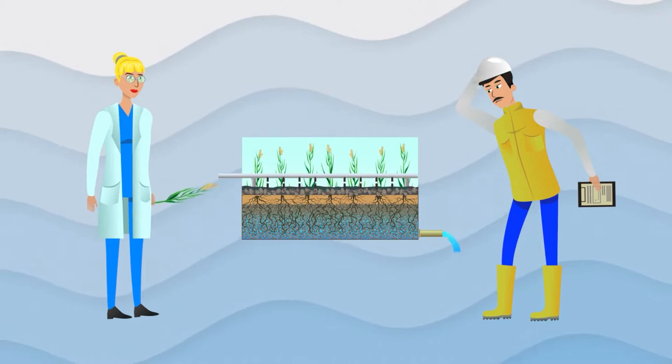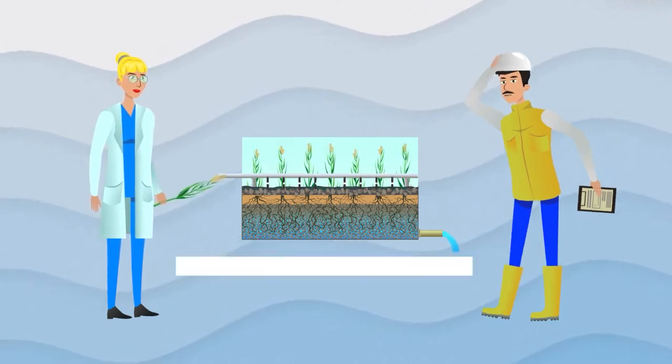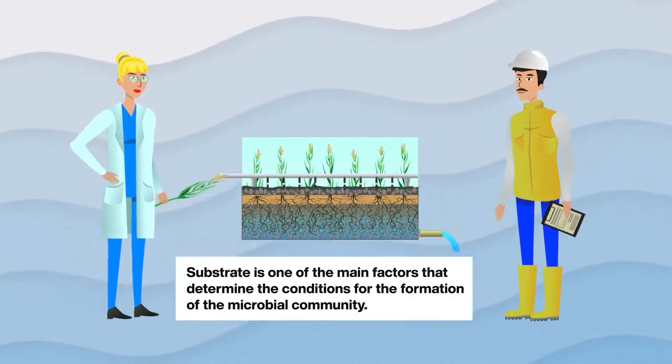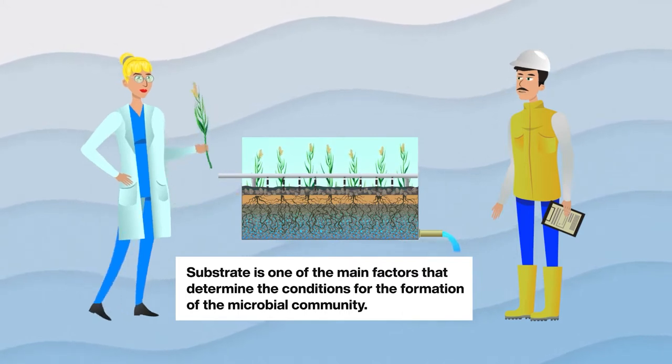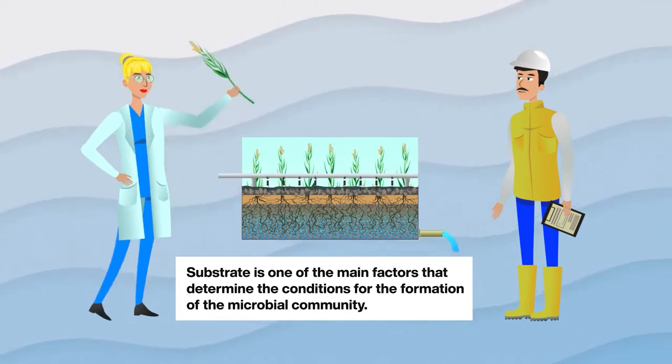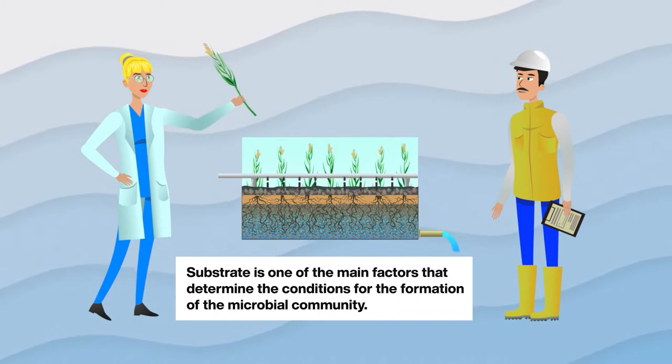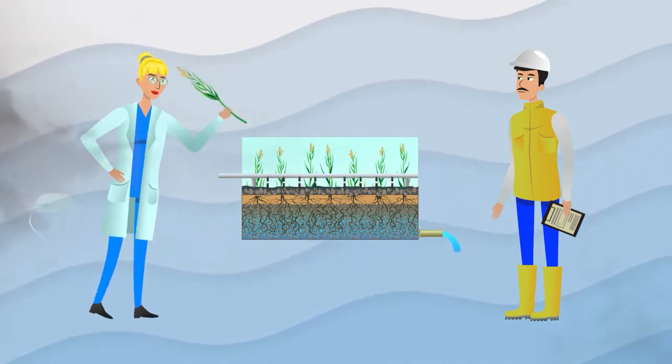That's a trick question, sir. Only biologists can determine the type of substrate and its modifications for microbial communities that form on the surface of the constructed wetland substrate that will clean wastewater most effectively.